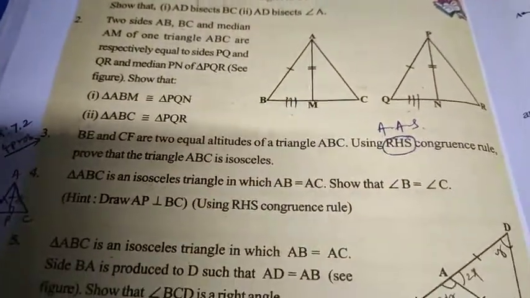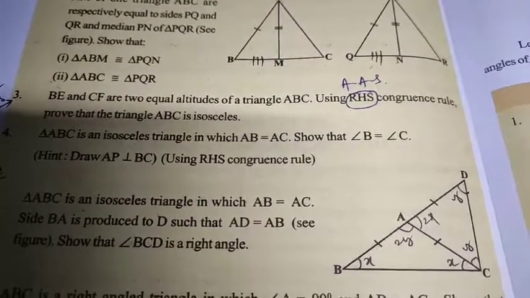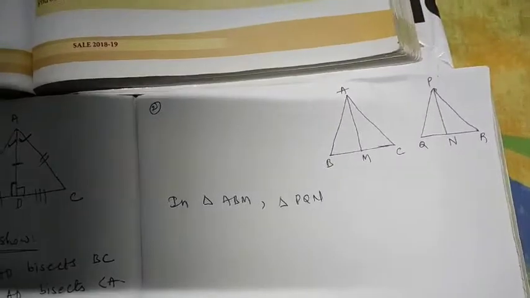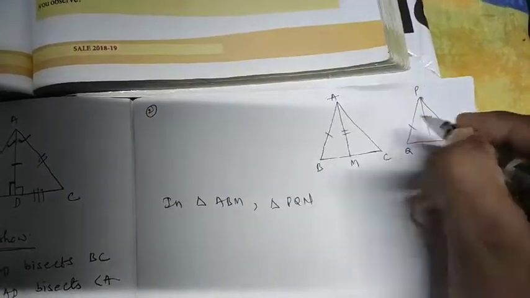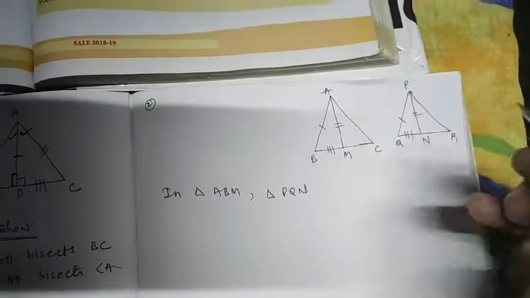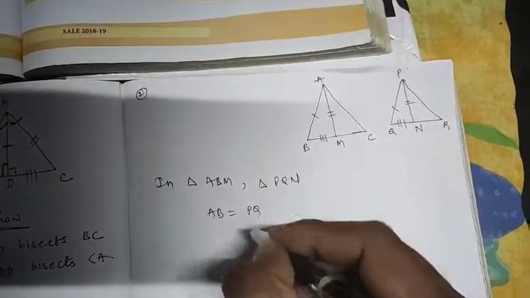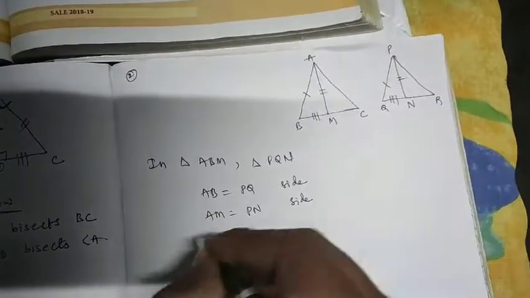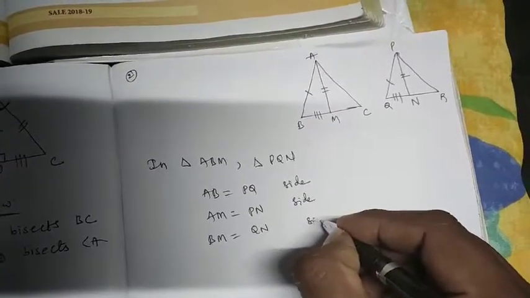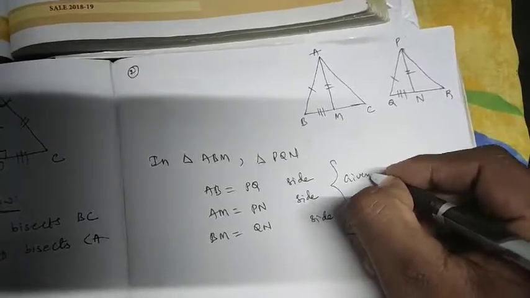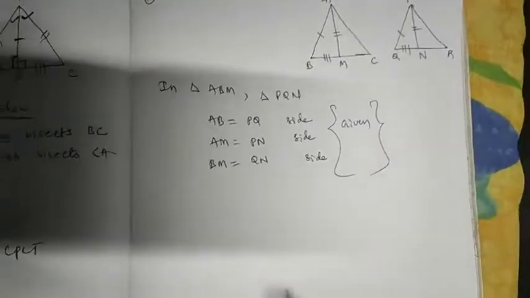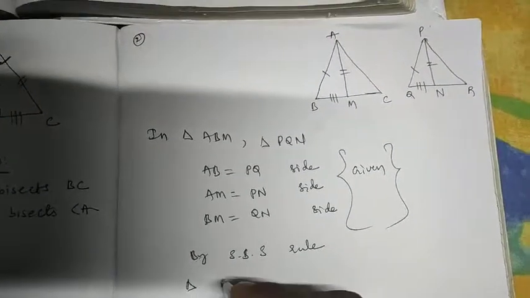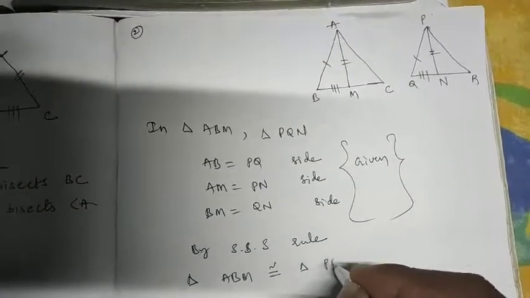Then it asks to show that triangle ABM is congruent to triangle PQN. Come back to the book. The marks are already marked in the textbook. So AB is equal to PQ, already mentioned. It is a side. And AM is equal to PN, also a side. And BM is equal to QN, also a side. Correct? The reason for equality: all these are mentioned in the question itself. So I can say by the SSS rule, we write triangle ABM congruent to triangle PQN.